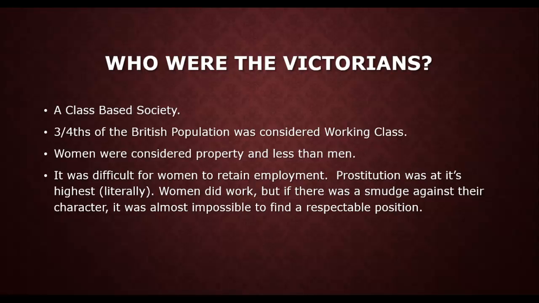So who were the Victorians? They were a class-based society. Three-quarters of the British population was considered working class. Women were considered property and less than men. It was difficult for women to retain employment. Prostitution was at its highest, literally. Women did work, but if there was a smudge against their character, it was almost impossible to find a respectable position.